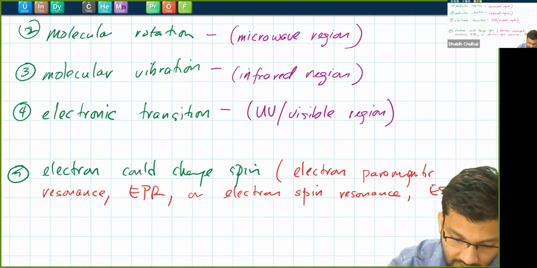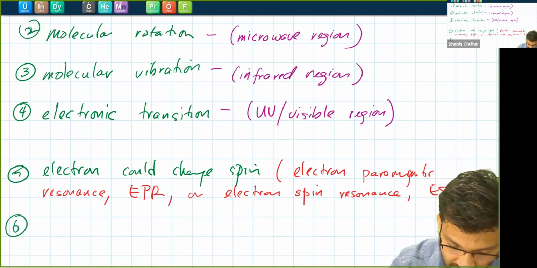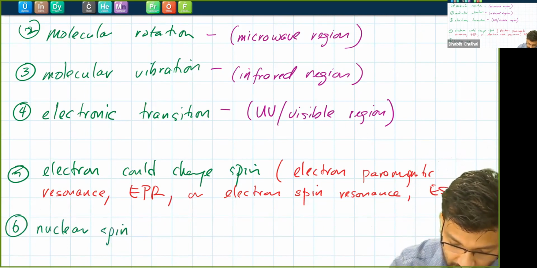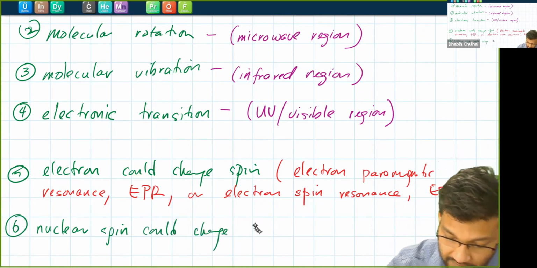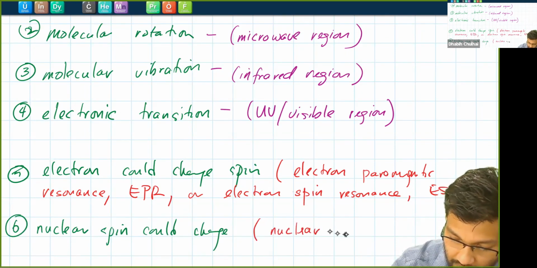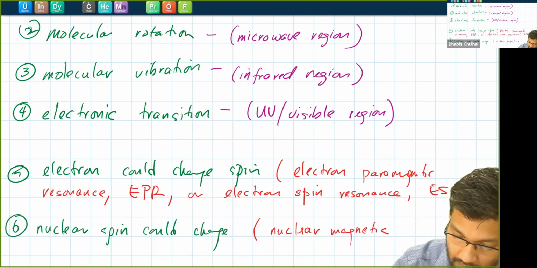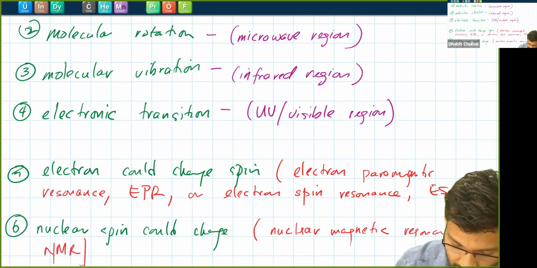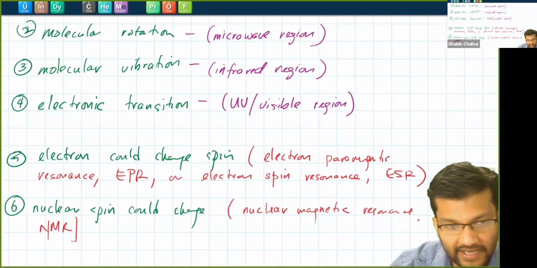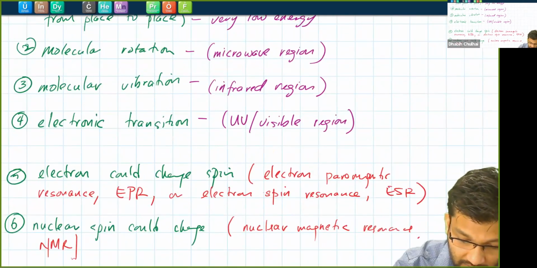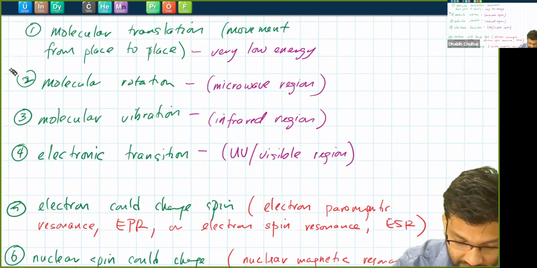There's also a type of spectroscopy where you change the nuclear spin. This one you're probably familiar with. If you're changing nuclear spin, that's called nuclear magnetic resonance, or NMR, which some of you might have done. Those have very different energies though. We're going to focus on these 3 or 4 types, really these 3 types.